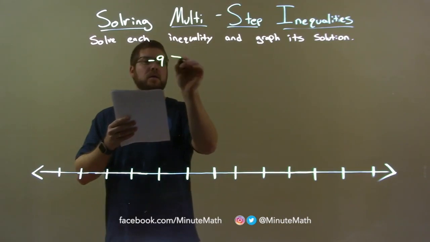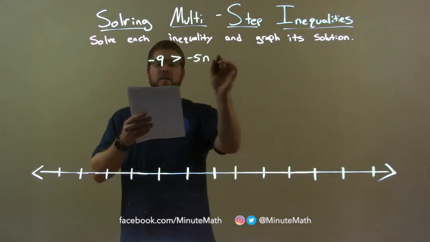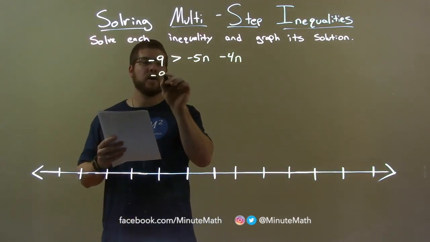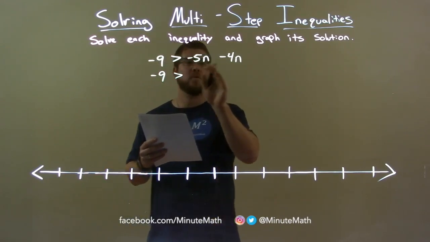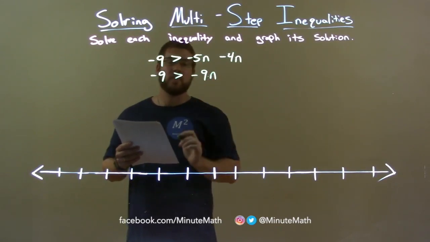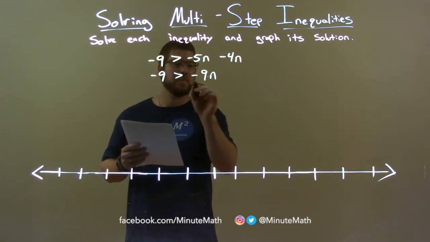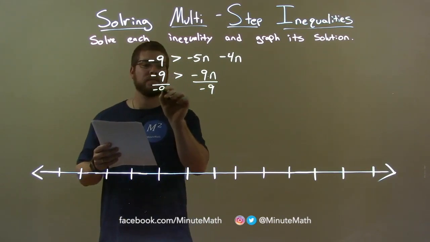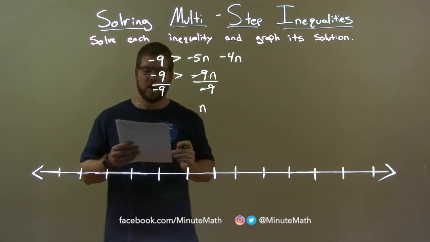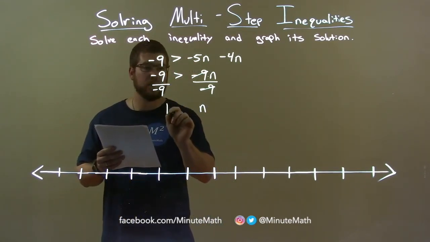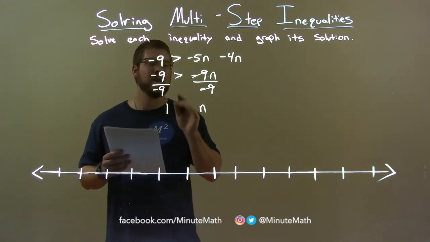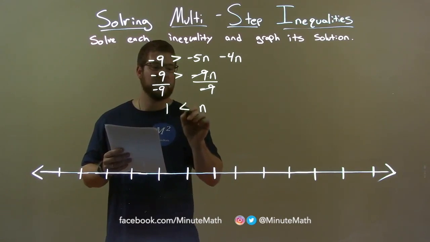Next: negative 9 is greater than negative 5n minus 4n. Let's combine our like terms. Negative 9 is by itself on the left, but negative 5n minus 4n is a negative 9n. It's being multiplied here, so opposite of multiplication, division. Divide both sides by negative 9. Negative 9's cancel, and n is by itself on the right. Negative 9 divided by negative 9 is a positive 1. But we divided by a negative over an inequality, so the sign changes. Greater than is now a less than sign.